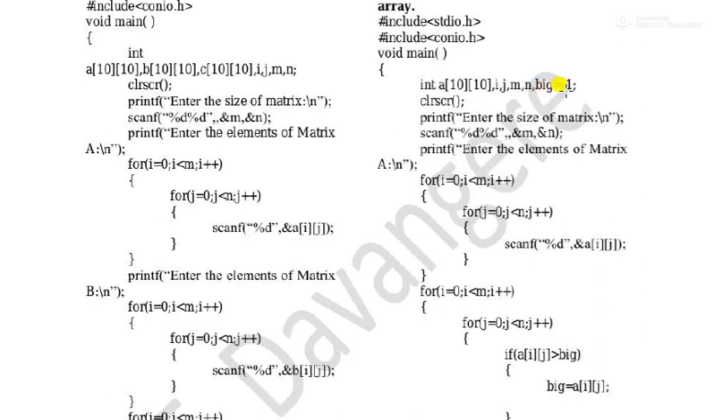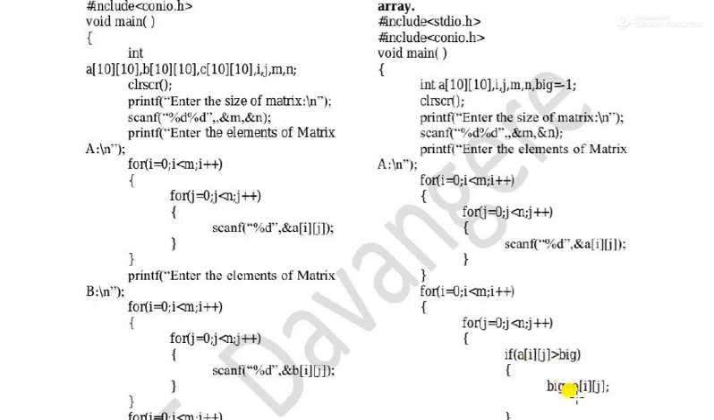So i, j, m, n. Enter the size of matrix, percentage d, percentage d, ampersand m and ampersand n. Enter the elements of matrix A. So next you enter the matrix A elements, and then for i is equal to 0, i less than m, i plus plus, for j is equal to 0, j less than n, j plus plus: if A of ij is greater than big, we are comparing with the first element, so with 1. If it is greater than big, then big is equal to A of ij.